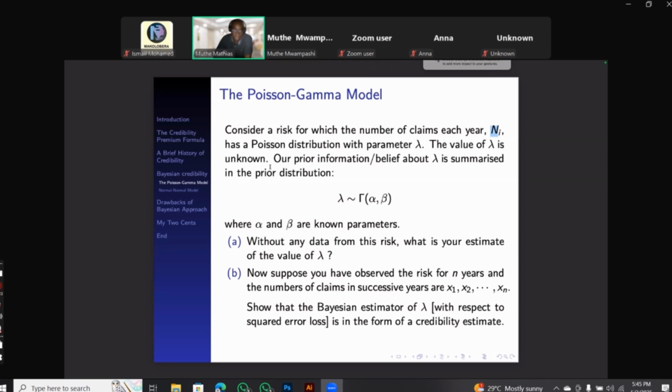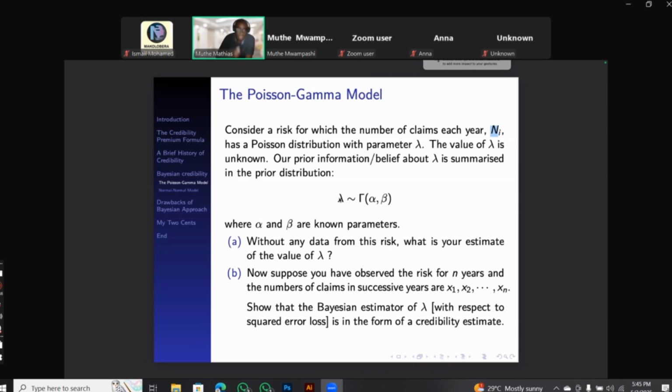So the value of lambda is unknown, right? Our prior information or belief about lambda is summarized in the prior distribution like this one here. So remember, we have started with Bayesian statistics here, Bayesian credibility, right? Now, we have studied Bayesian credibility, you have to remember that we talked a bit about the prior and the new data and stuff like that.